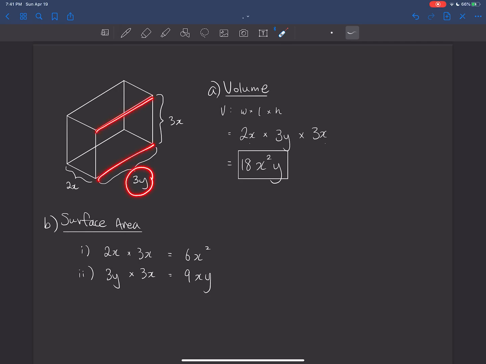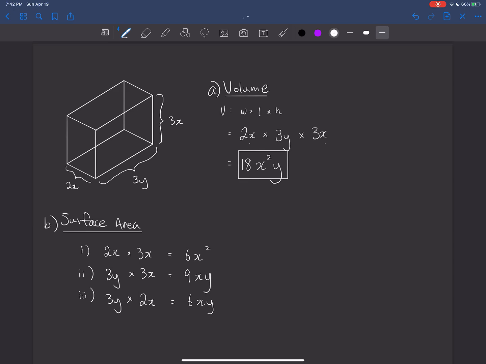And finally, we have the rectangle on the top, and we see that it has a width of 3y. It's given here. And its length, it has the same length as here, which is 2x. So our third and final rectangle has a width of 3y and a length of 2x. And that would be 6xy.